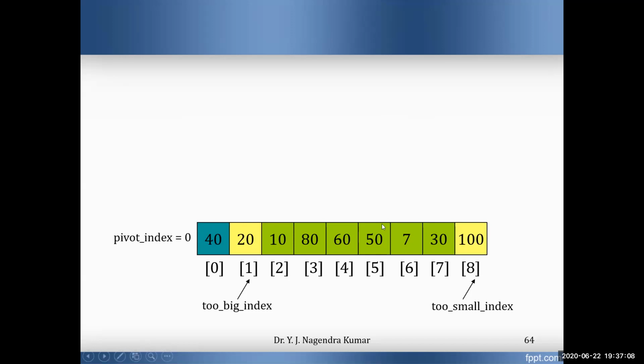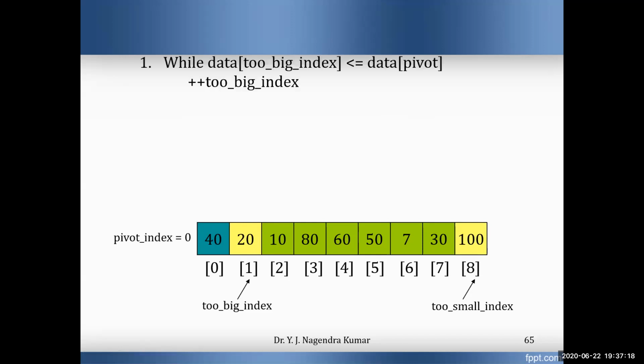So 20, the next element, we're calling the too big index. The last element is the too small index. Now observe this algorithm carefully. While data of too big index is less than data of pivot. What is the too big index here? 20. Data of too big index is what? 20.